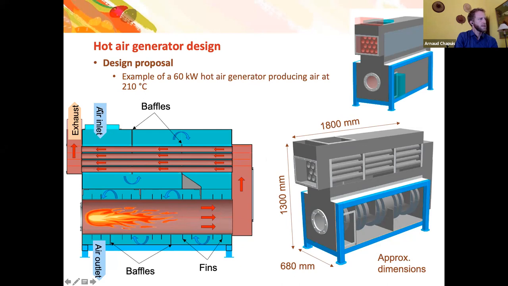On the other side, you have the air going in a counter-current way. The air inlet is next to the exhaust of the hot gases. The air is going to pass one time, two times, and three times around the bundle of tubes, and then the hot air is going to pass around the combustion chamber, and the outlet is next to the burner. In this way, you maximize the heat exchange surface between the two gases.